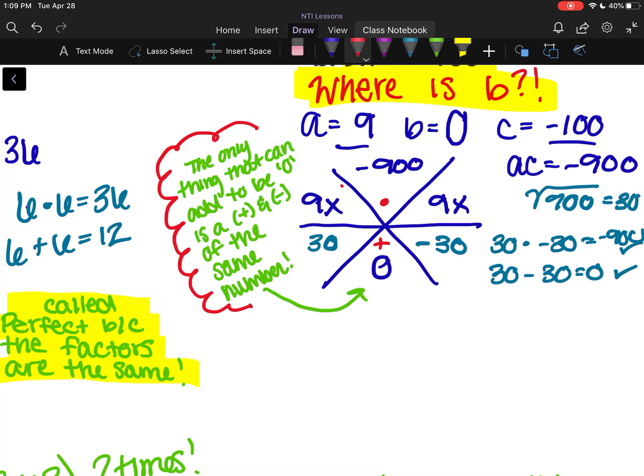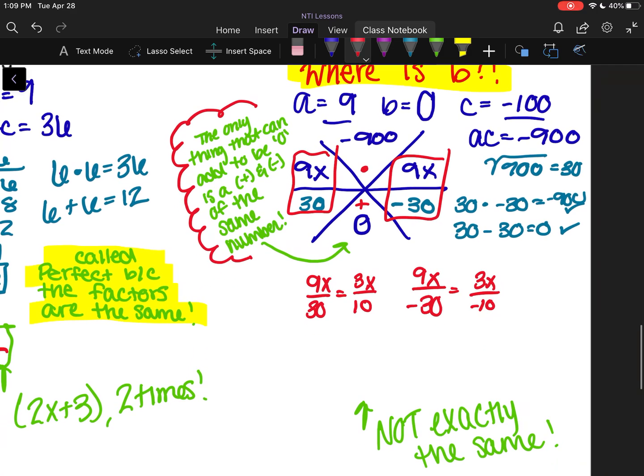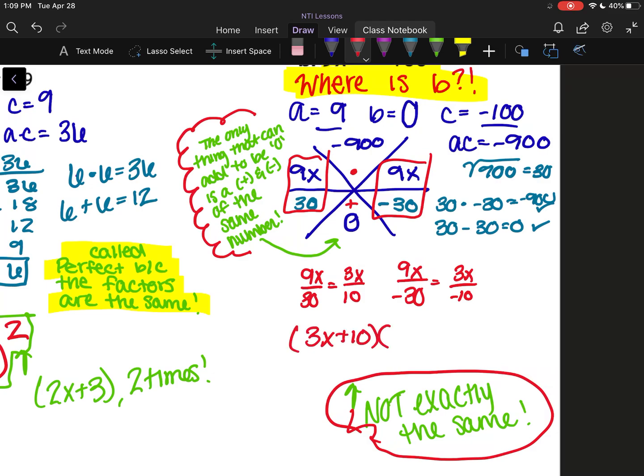So we've got our two terms simply by taking the square root of the AC value, 30 and negative 30. The fractions seem really similar. One is just positive, one is negative, so let's simplify. 9x over 30 can simplify to 3x over 10. 9x over negative 30 can simplify to 3x over negative 10. And we are actually going to write both of those because they are not exactly the same. So we do need to write that as 3x plus 10 times 3x minus 10. One is positive, one is negative.